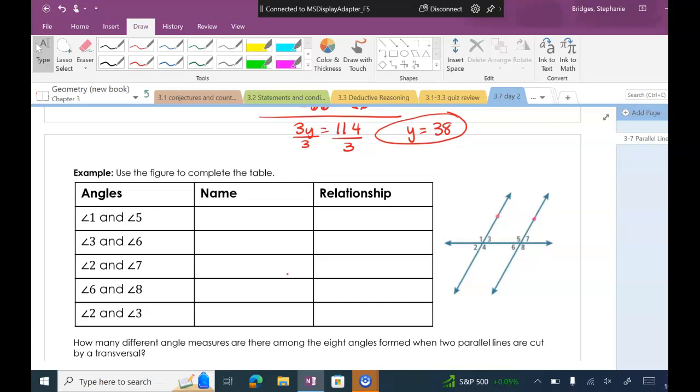Same side exterior. Sometimes they include here not any one of those five, but maybe a pair of vertical angles or a linear pair. Okay, so those can also be what you put under a name.